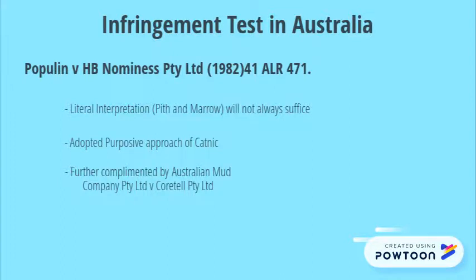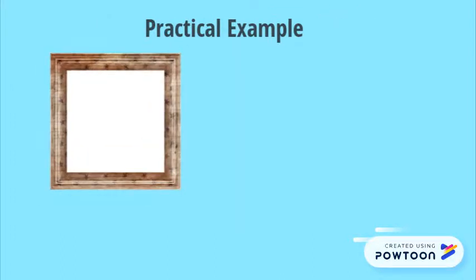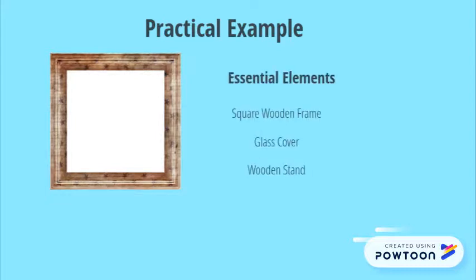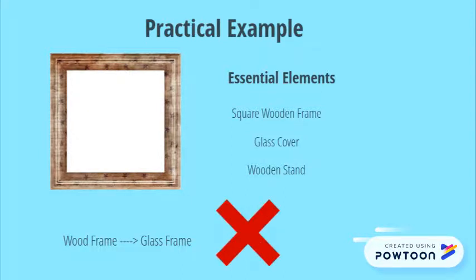Consider the patenting of a standing photo frame, whereby the essential elements are the square wooden frame, glass cover, and wooden stand. A product advertised as only having a change in material of the frame, for example from wood to glass, would constitute an infringement of such a patent.